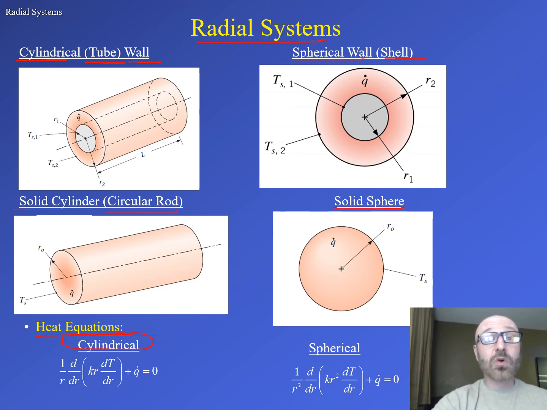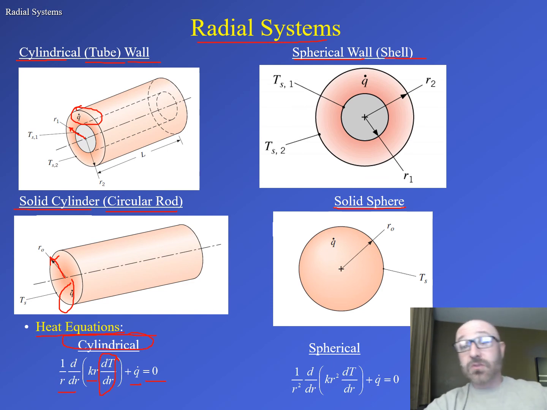Now as we take a look at our heat equations for each of those different types, for cylindrical, what we're looking at is 1 over r d/dr times k r, constant k, times that radius r, times dT/dr, our change in temperature with respect to that radius moving out. If we start at the center and move out, there's our radius. Plus our Q dot, and this is equal to 0.